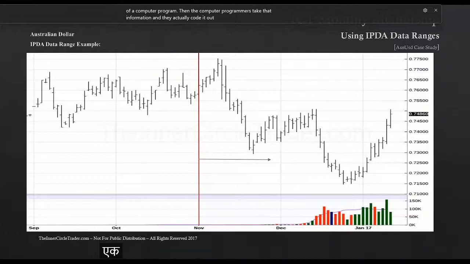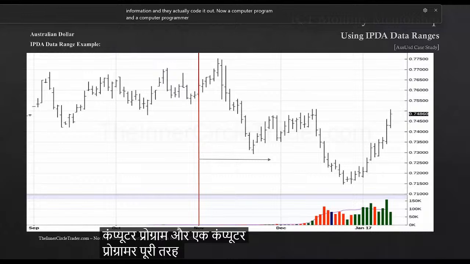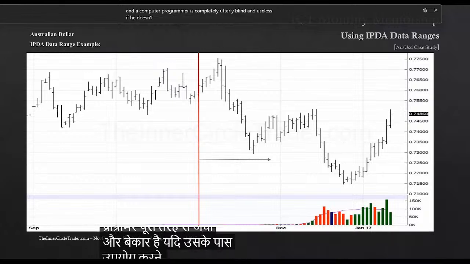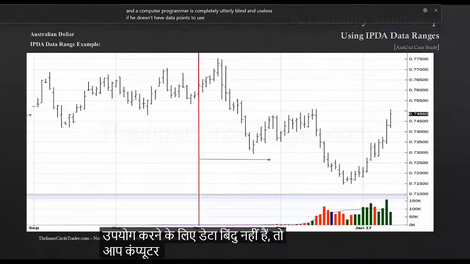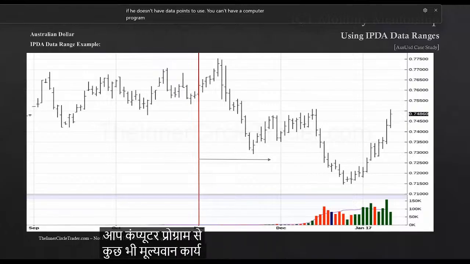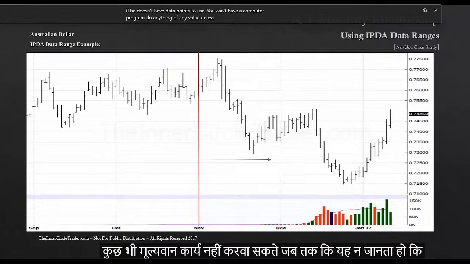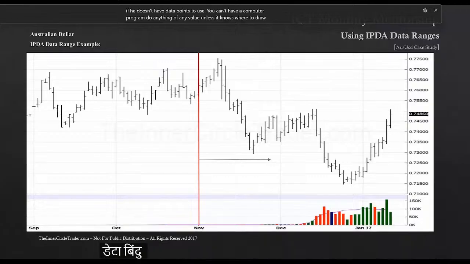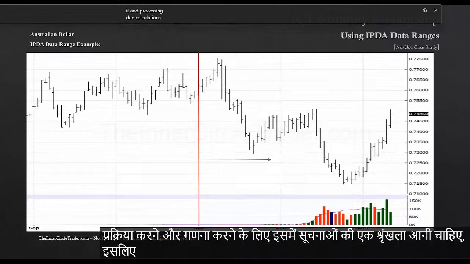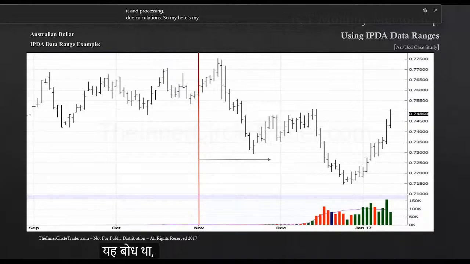Now, a computer program and a computer programmer are completely, utterly blind and useless if they don't have data points to use. You can't have a computer program do anything of any value unless it knows where to draw data points from. There has to be an array of information coming to it to process and do calculations. So this was my epiphany.